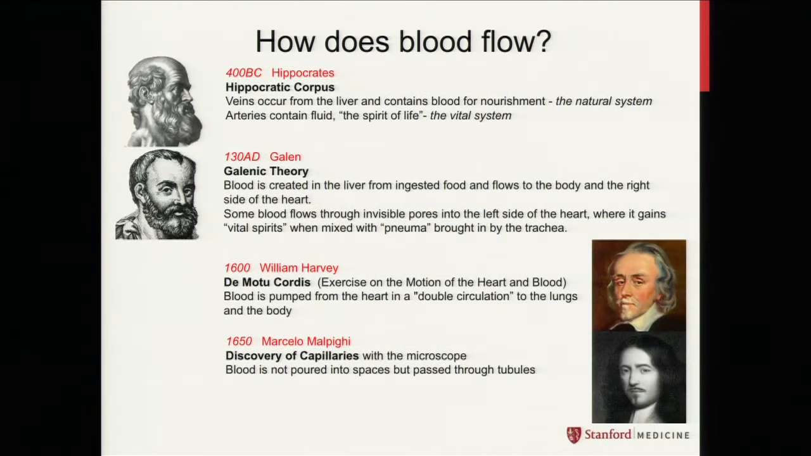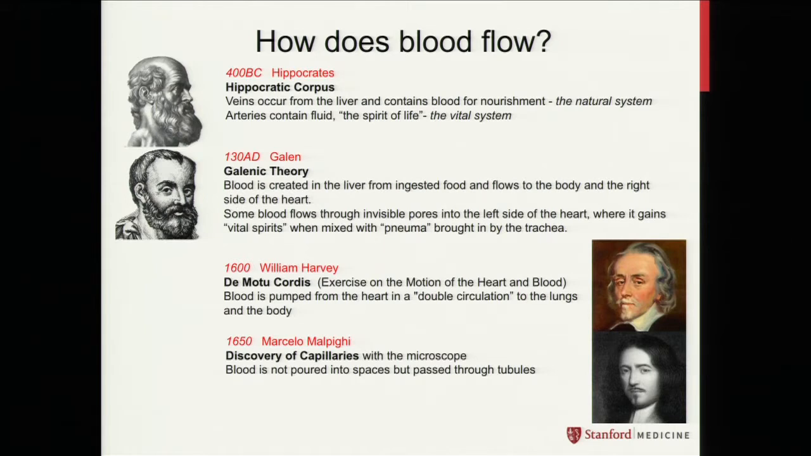So how does blood flow? This is a question that, initially, people didn't know. People didn't know there was a heart and a double circulatory system. Back in the Hippocrates days, people thought there was a separate vein system and an artery system. The veins originated from the liver and contained the blood, which was the nourishment for the body. And it was thought that the arteries contained the spirit of life. It was a vital system. It was not known that these two systems connected.